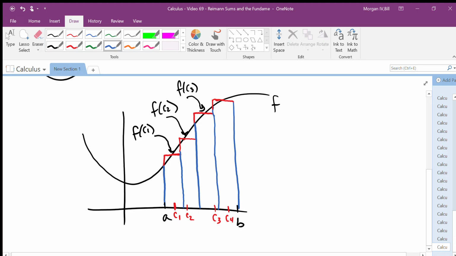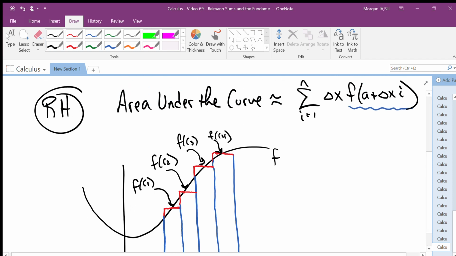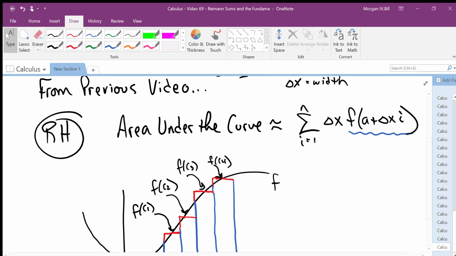Something like that, right? And then f of c4. So what we're doing here is we're no longer going left hand, right hand, midpoint. We're just saying choose the height of each rectangle given some point c in the width of that particular rectangle. So we're making it more general.